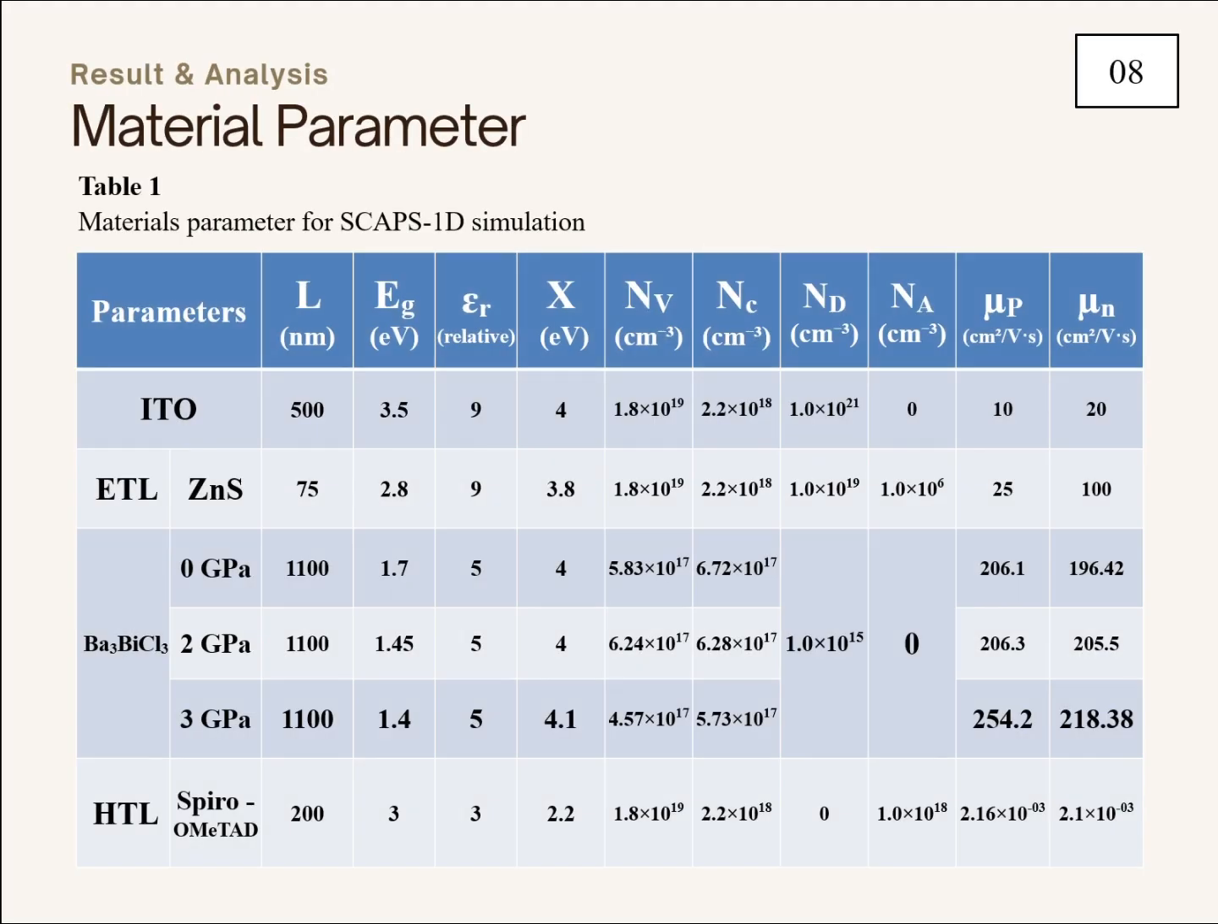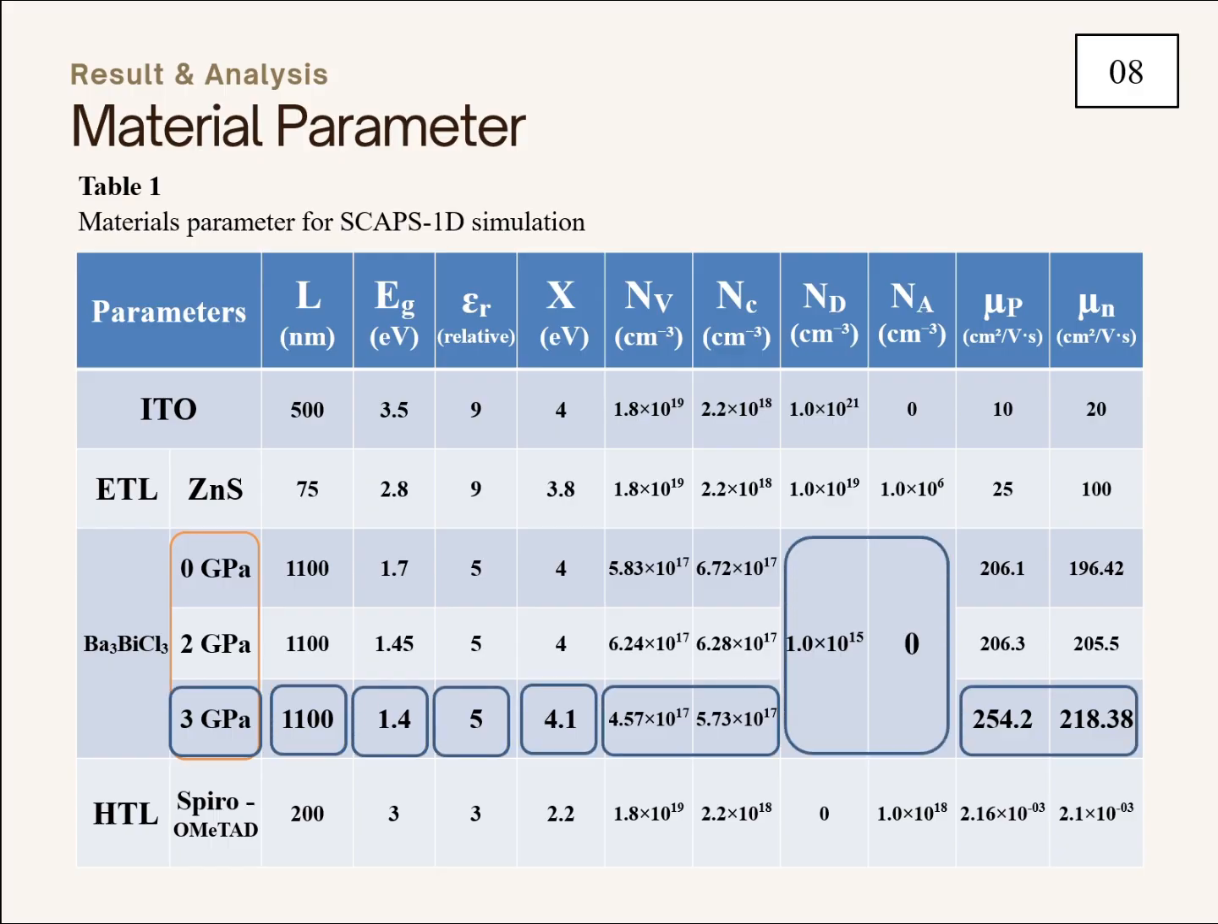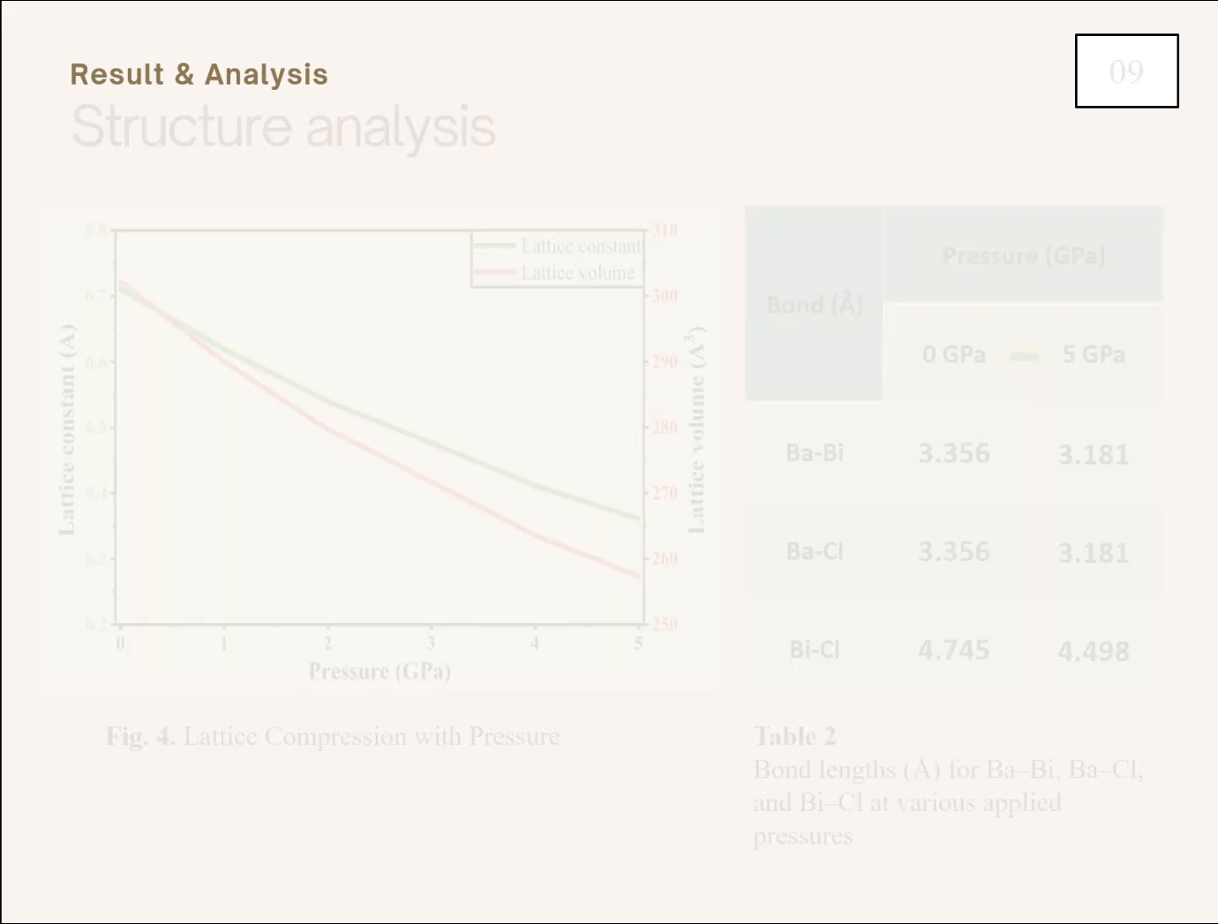After that, there is the material parameter. The material parameters we have used here are for 0, 2, and 3 GPa. For 3 GPa, we calculated this from our simulation. We used our MATLAB software and others for the calculation as well, and the remaining parameters we took from previous work.